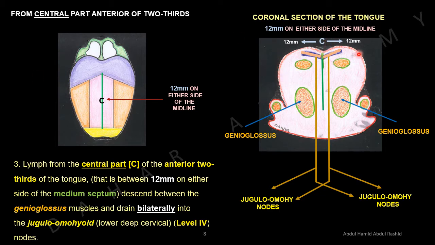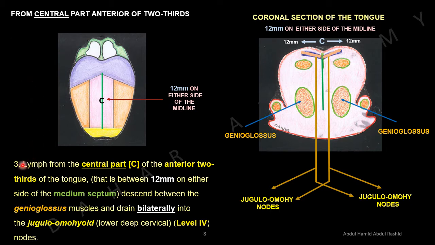This is coronal sections of the tongue. This is a pair of genioglossus muscle, extrinsic muscle. This is a pair of intrinsic muscle, that is superior longitudinal muscle. This is the median septum of the tongue. 12 mm on either side of the median septum is the central part of the anterior 2/3 of the tongue.